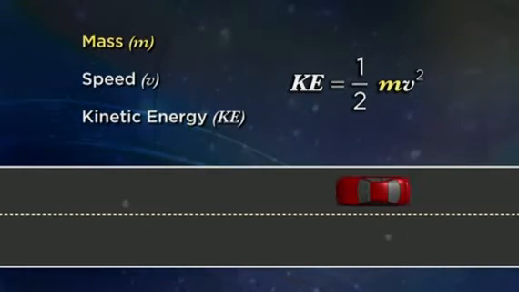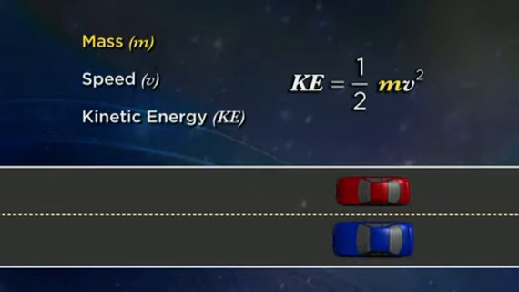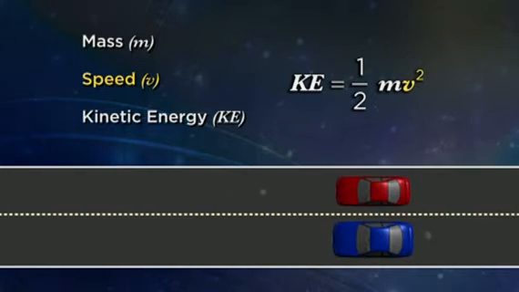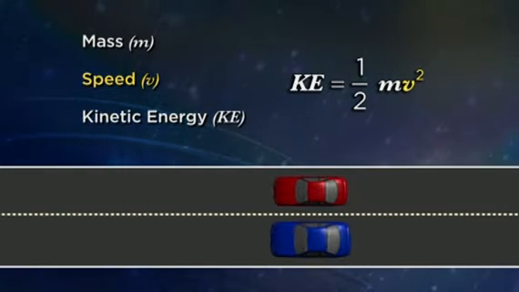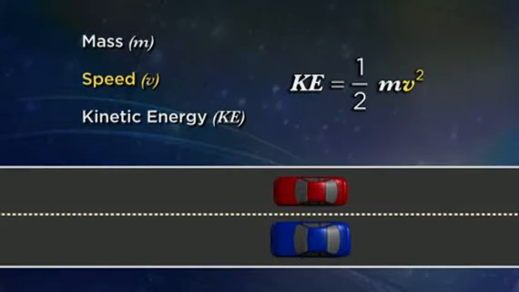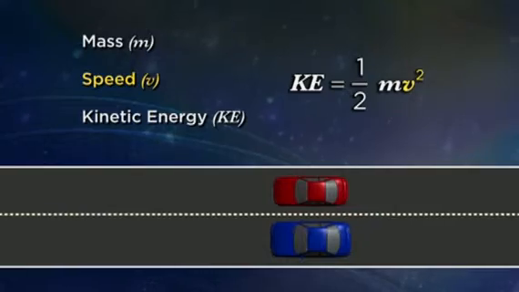This depends on the mass, m, so a larger car has more kinetic energy than a smaller car. And a car has a larger kinetic energy the faster it goes. In fact, going twice the speed, doubling v in the equation, yields 4 times the kinetic energy. That's because kinetic energy depends on v squared.